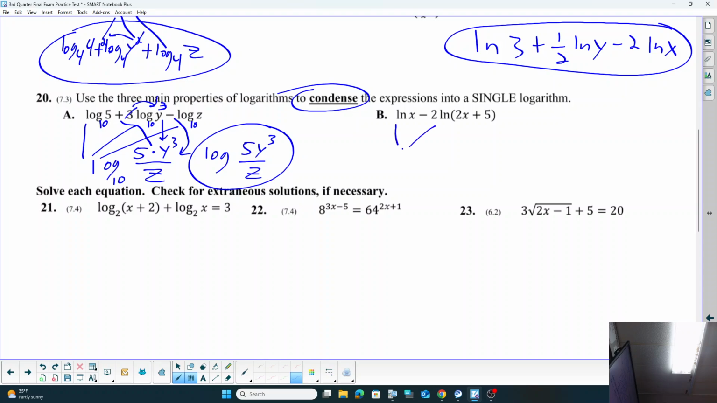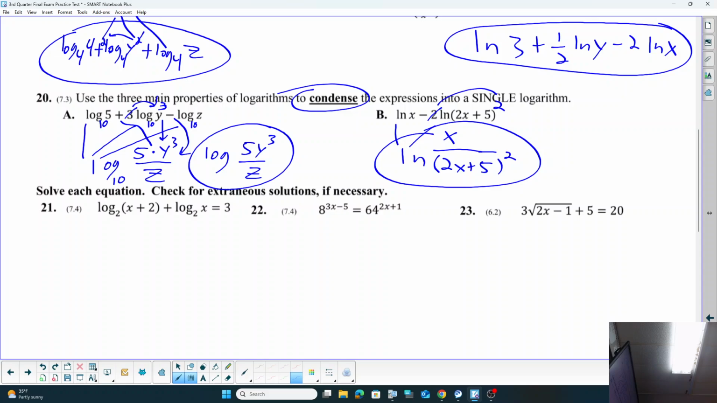So that's going to condense to just ln. The 2 is going to go in front here. So that's going to be 2 squared. And so we'll have x divided by 2x plus 5, all squared. I'm just going to leave it like that. We'll just leave it like that. X minus becomes x divided by. Nice.